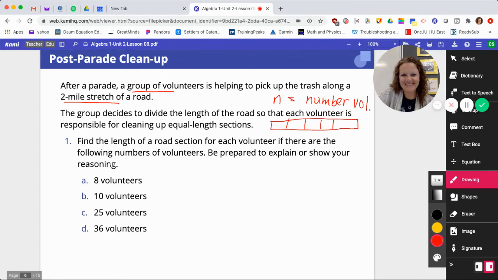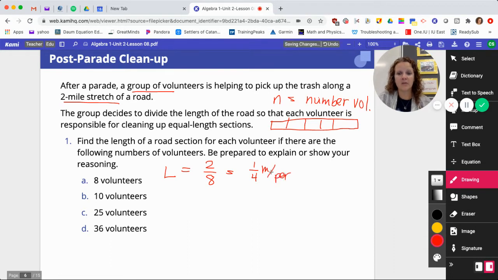Oh, 2 miles. Silly me. So be prepared, find a length of road section. So I can say the length of road section equals 2 miles over 8. That would be 1/4 of a mile per person.